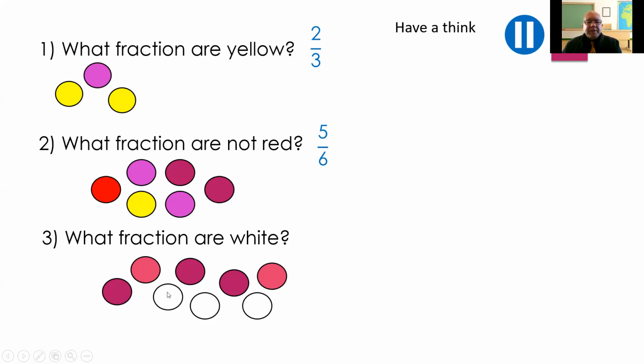And what fraction are white? 1, 2, 3, 4, 5, 6, 7, 8 all together. And 3 out of 8. 3 out of 8 are white. So 3/8.